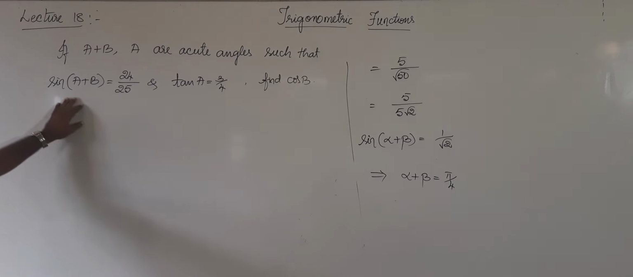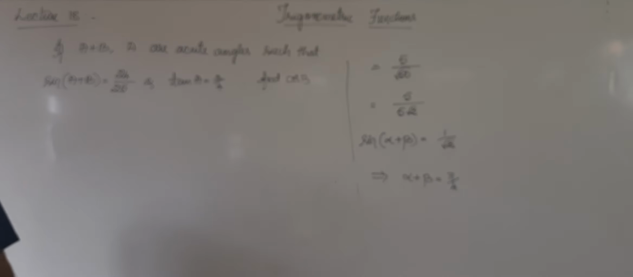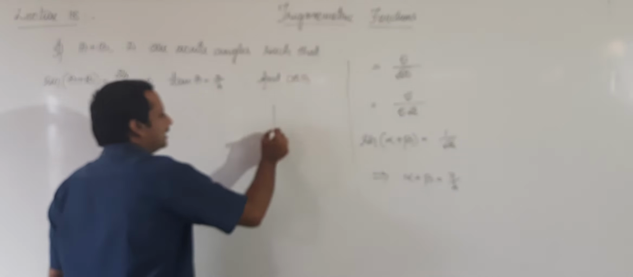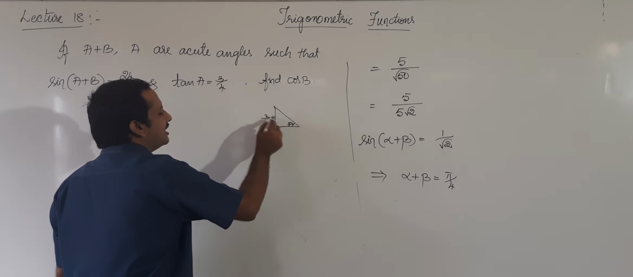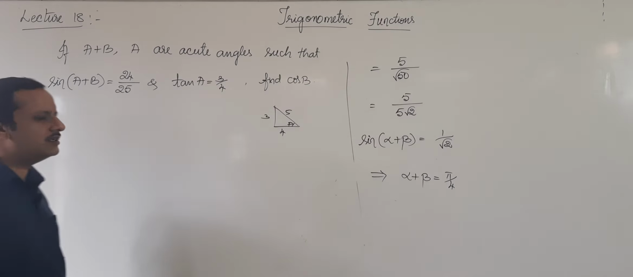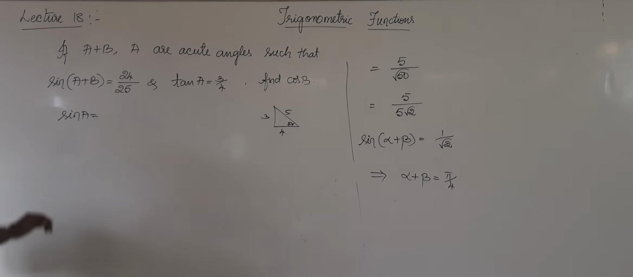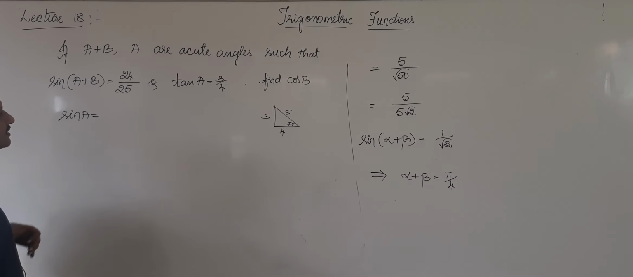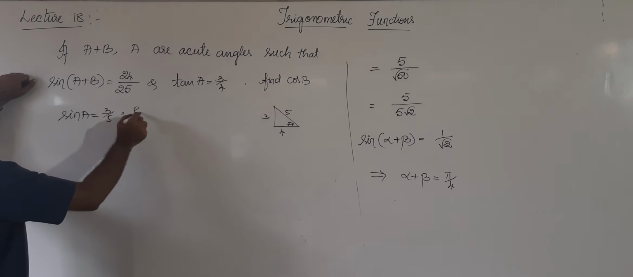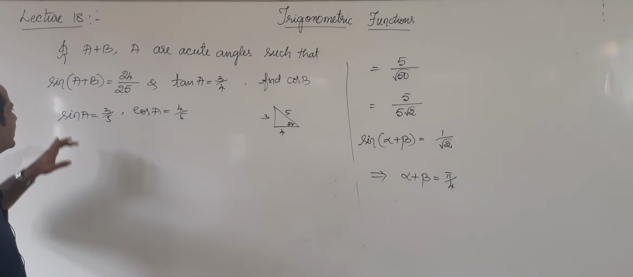Okay. Sin(a plus b) is 24 by 25, they have given. Tan a is equal to 3 by 4, they have given. A is an acute angle, and a plus b is also an acute angle. Let me consider this triangle. Let this angle be a. Tan a is 3 by 4, so this should be 5. From there, sin a is equal to 3 by 5, cos a is equal to 4 by 5. Tan a we already know.